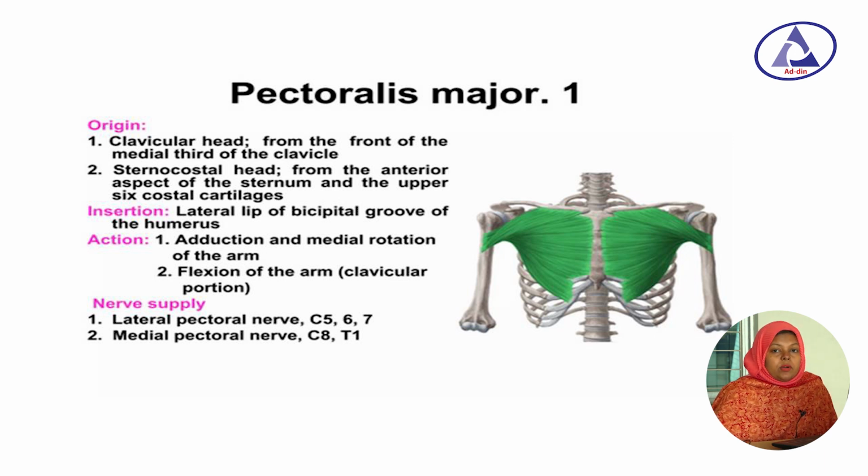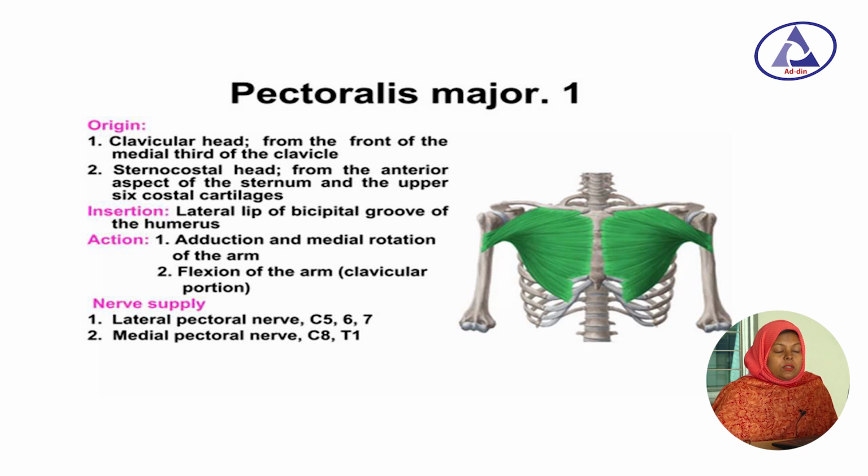It is very important to know the mode of insertion in the bicipital groove. Pectoralis major is inserted into the bicipital groove by two laminae, an anterior lamina and a posterior lamina. The anterior lamina is short, and the posterior lamina is long. The anterior lamina is inserted into the lower part and the posterior lamina into the upper part.